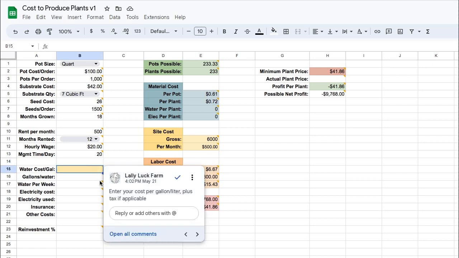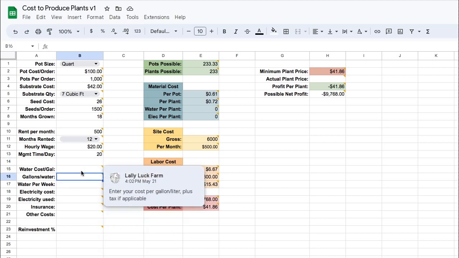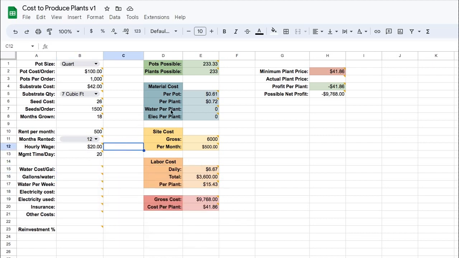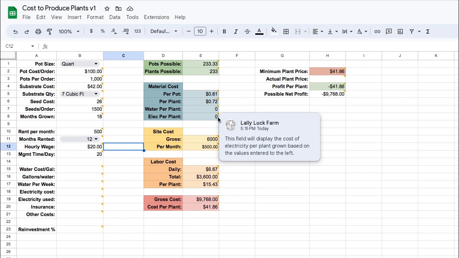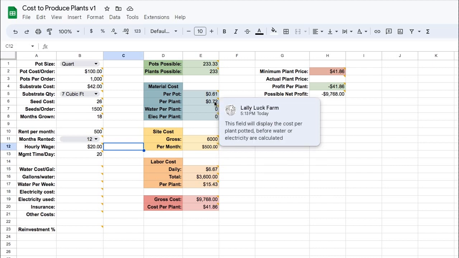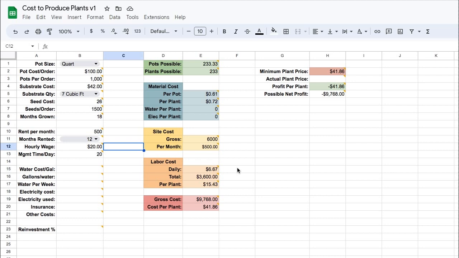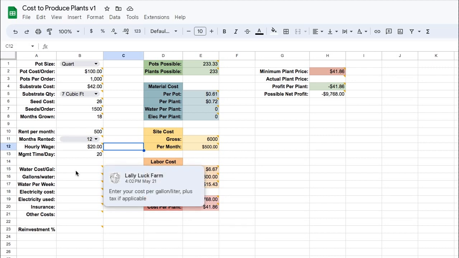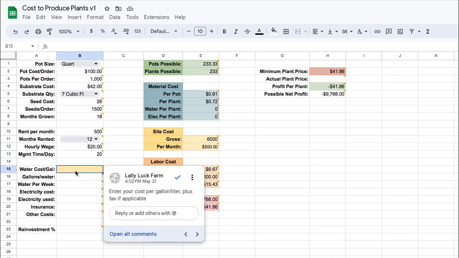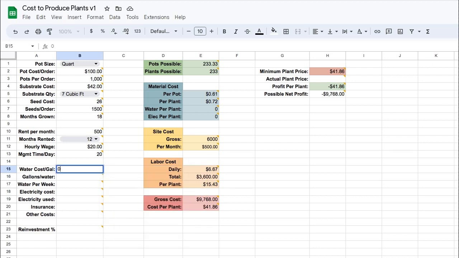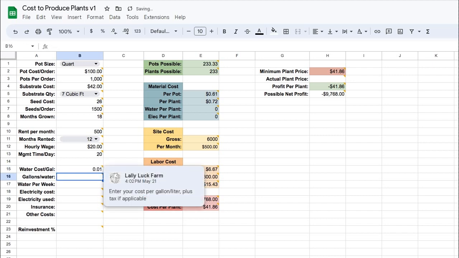Once you get into your costs for gallons and how many gallons of water you are doing, that's going to affect the numbers up in here. Your water per plant, your electricity per plant, and it will affect the gross costs as well as your minimum and actual plant prices later down the line. So if you're paying a tenth of a cent for a gallon of water, I'm going to put it as 0.01, enter.